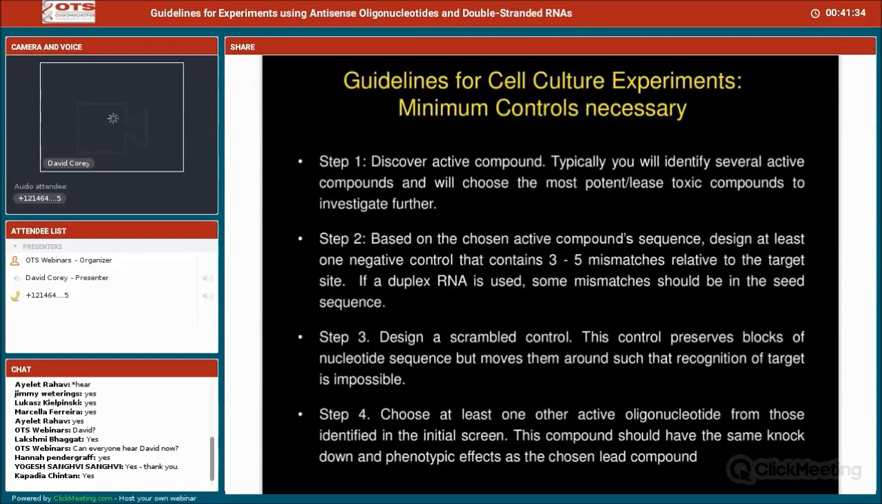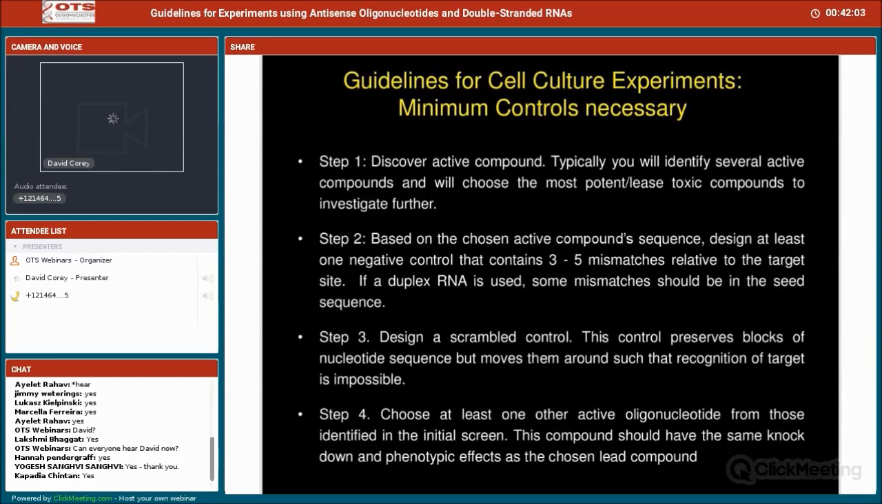Step 3 is related to step 2. Design a scrambled control where you simply move around blocks of nucleic acids around the original parent sequence. And then typically test both the mismatch and the scrambled control alongside your parent active oligonucleotide. And then finally, step 4, choose at least one other active oligonucleotide from the ones identified in the initial screen.